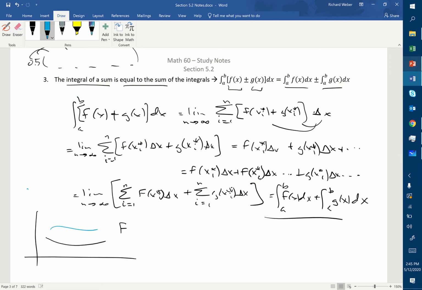Okay, so g is doing that. So what does f plus g look like? Well, okay, let's do that in red. Not to belabor this, it's kind of fun to play though.